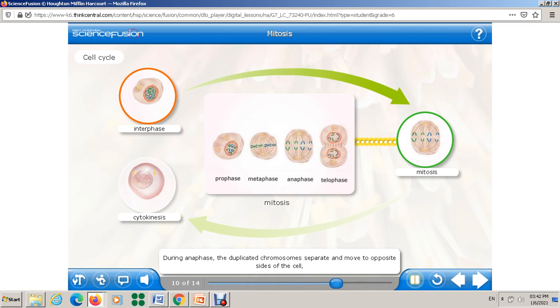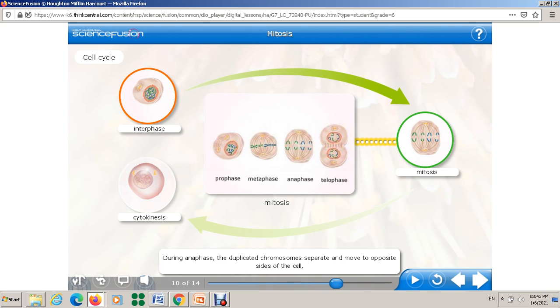During anaphase, the duplicated chromosomes separate and move to opposite sides of the cell. Okay, let's stop here. At the beginning, in prophase, what happened? The chromatin in the nucleus of the cell condenses and becomes visible under a microscope. They will become X-shaped, okay? And as you see, also the membrane around the nucleus will be removed, broken down.